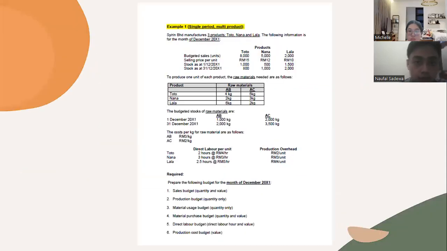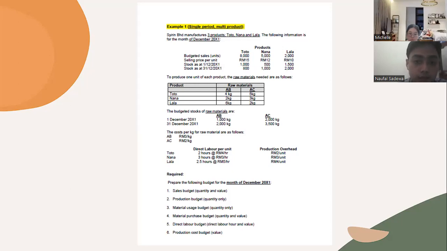So this is one example, or one question, where we can apply our understanding of the functional budget. Shirin BHC manufacturer has three products, Toto, Nana, and Lala. The following information is for the month of December 2021. Budget sales for Toto is 8,000 units, Nana 5,000 units, and Lala 2,000 units. Selling price per unit for Toto is 15 ringgit Malaysia, Nana 12 ringgit Malaysia, and Lala is 10 ringgit Malaysia. Stock as at the beginning of December, or 1st December 2021, Toto is 1,000 units, Nana 500 units, and then Lala 1,500 units.